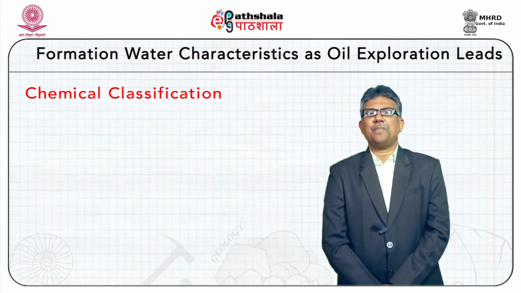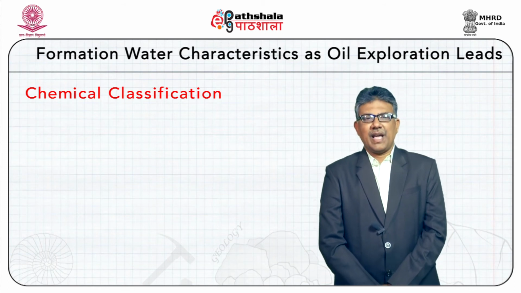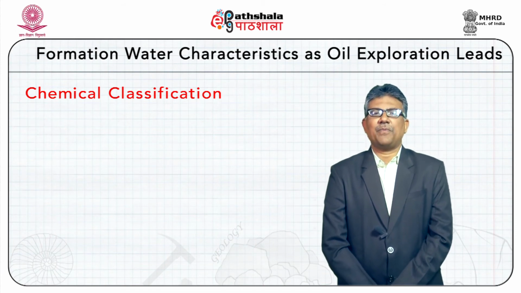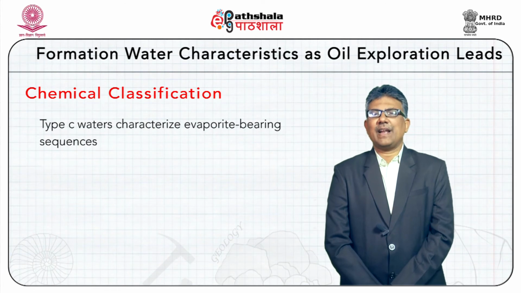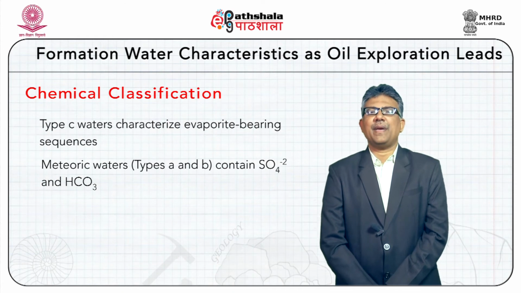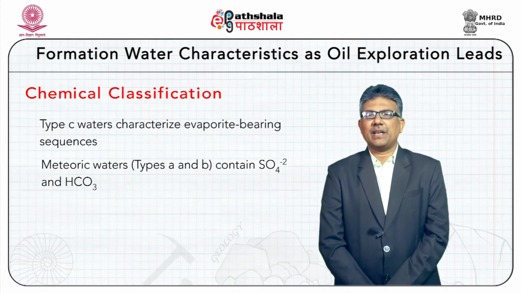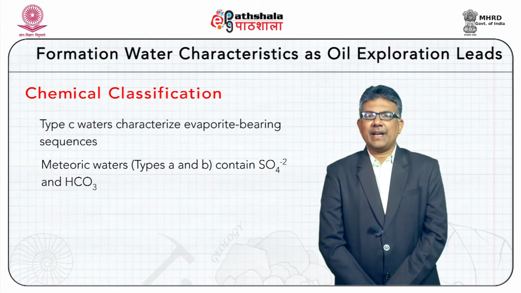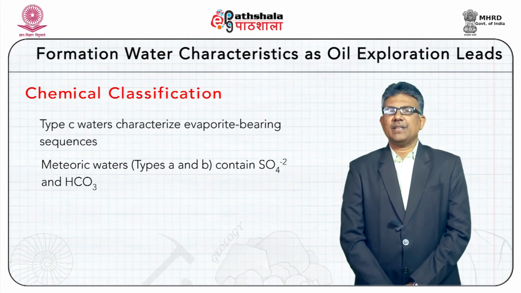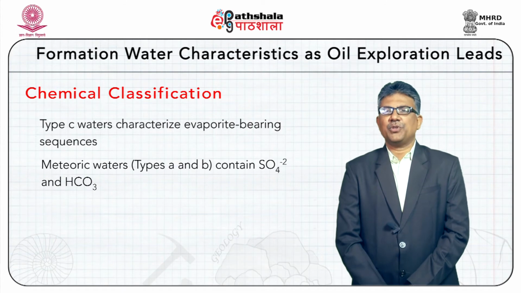Formation waters of this type are found in deep stagnant basins in continental interiors, where surface waters have no access to the formation. Type C waters characterize evaporite bearing sequences. In contrast, meteoric waters, that is type A and B, contain sulfate and bicarbonate, but very little calcium and magnesium. Sodium is the sole cation. These water types are found in near surface artesian conditions. In particular, waters containing bicarbonate and sulfate are oxygen bearing, subsaline, and in some cases almost of freshwater character.